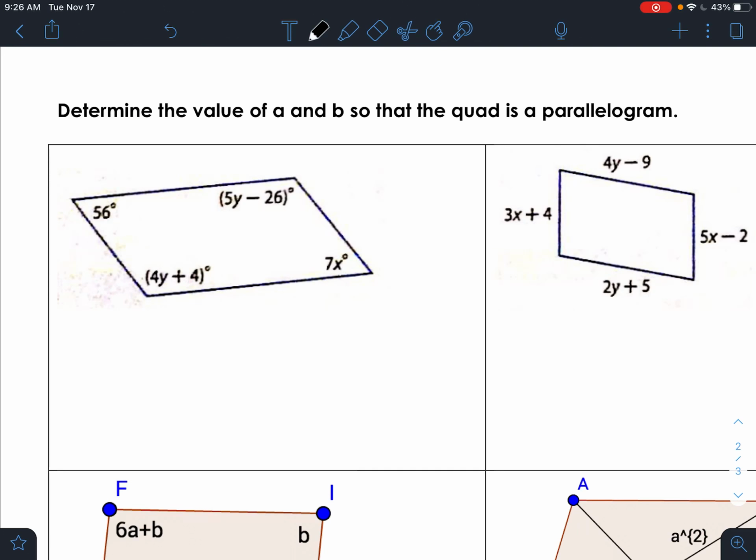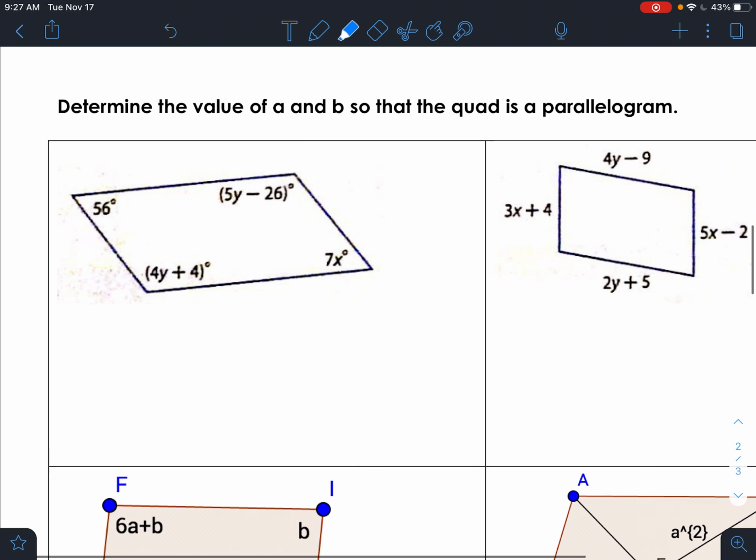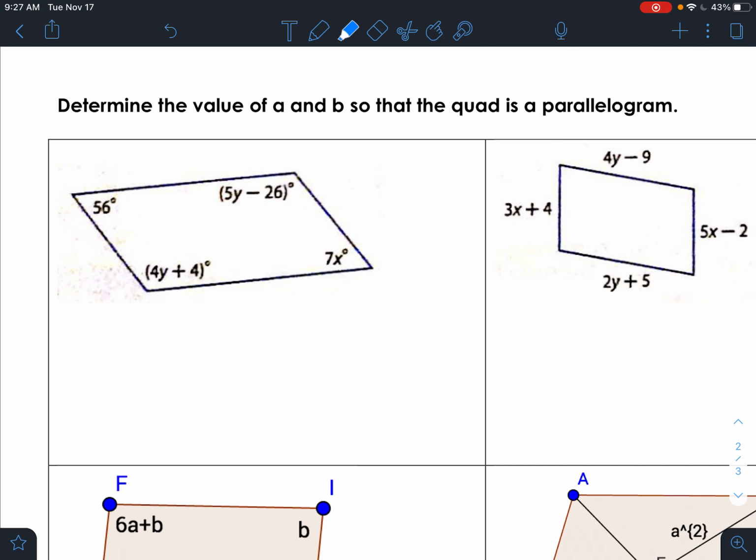Okay, so if we look at this next example, it says determine the value of A and B, or X and Y, whatever variation of variables, so that it is a parallelogram. So what we're essentially doing is we are assuming that it's a parallelogram. So we're thinking, well, what do we want it to be in order for it to be a parallelogram?